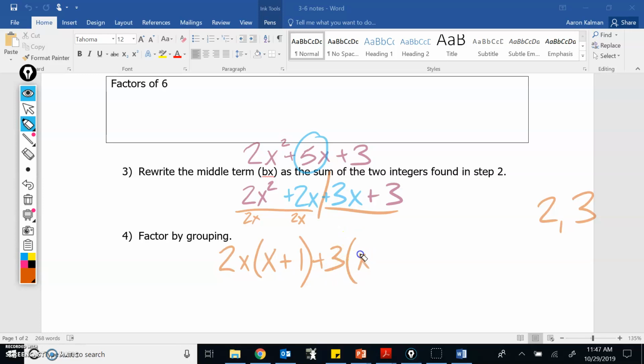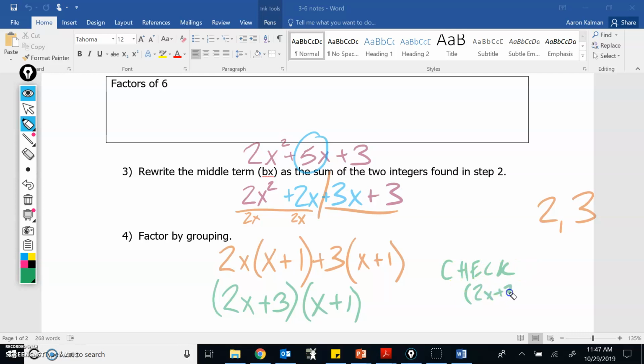Taking out a 3 gives us an x plus 1 as well. So we know we're doing this right because we both have the same thing in the parentheses here, the x plus 1. And the way we write our final answer is we combine the two GCFs together as one factor, and as the other factor, we take one of the ones in parentheses. And you can check, if you would like, by distribution or foiling, and you would get the same answer that we had to start.